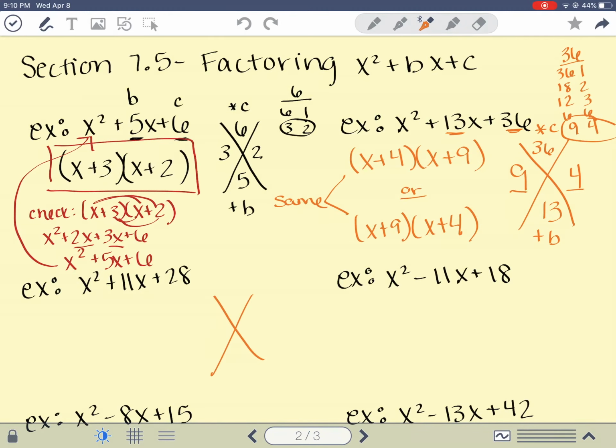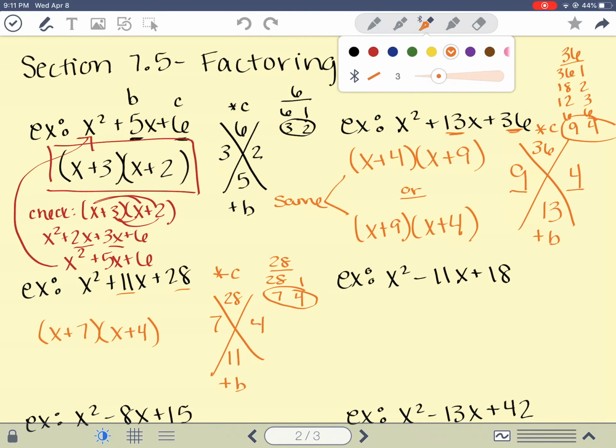In our next one, we are multiplying to that C value of 28, and we are adding to that B value of 11. So if you still need to write out those factors, please do that. If you don't need to, that's perfectly fine. Okay, so for 28, we've got 28 and 1, and we have 7 and 4. Both of these are positive, so that means these are going to stay positive, so we've got 7 and 4. So our factored form is x plus 7 times x plus 4, and you're done.